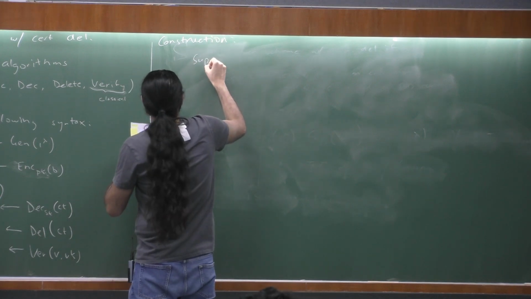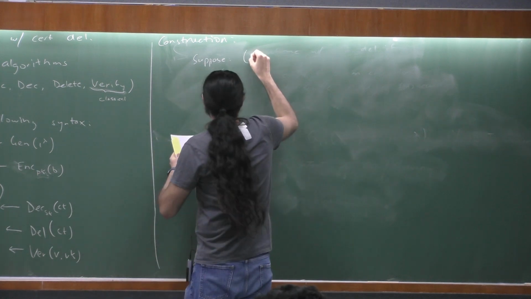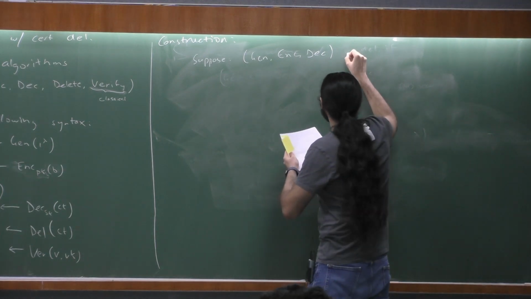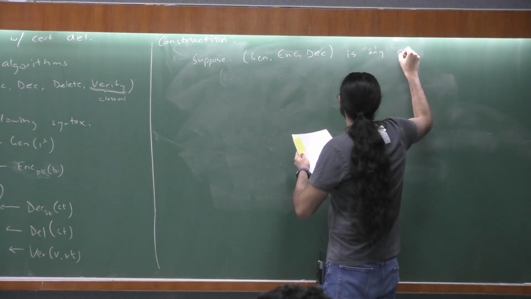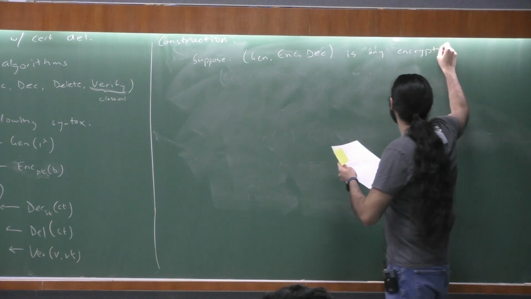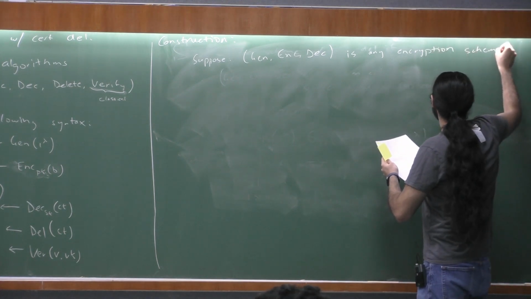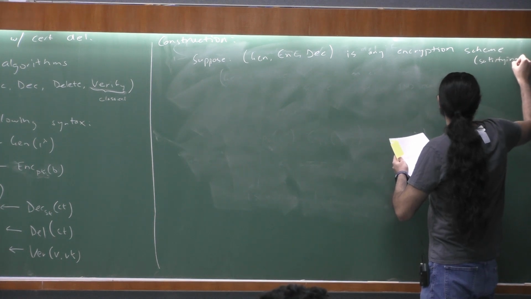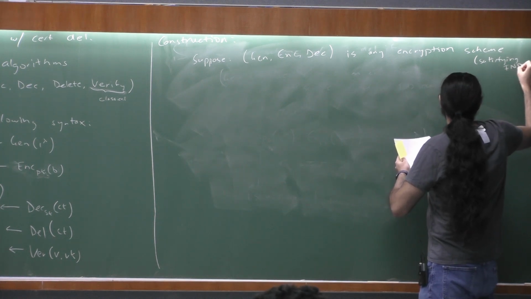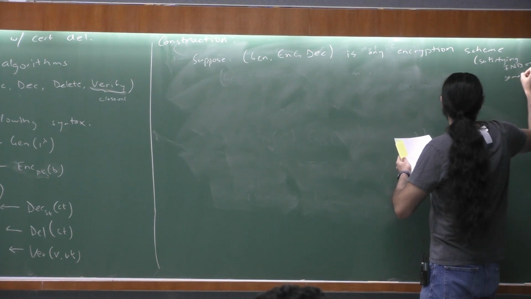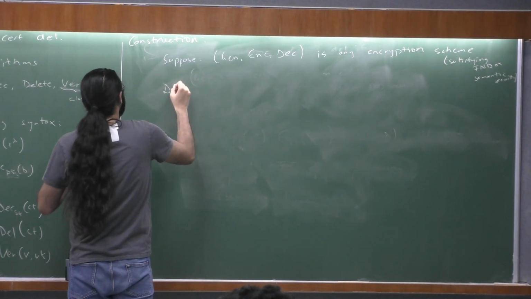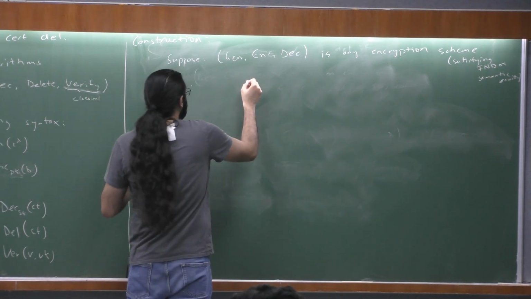Okay, so suppose that you're given an encryption scheme, which is Gen, Enc, Dec, is any encryption scheme satisfying indistinguishability or semantic security, as it's also called sometimes. Then here's the definition. Okay, so the Gen algorithm is going to be the same.